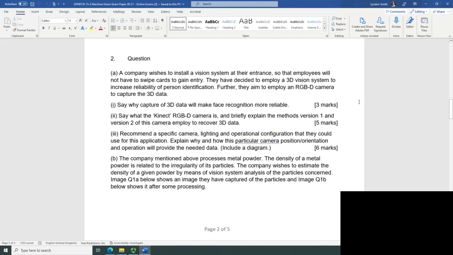Okay, question 2. A company wishes to install a vision system at their entrance, so employees will not have to swipe cards to get entry. They have decided to employ a 3D vision system to increase reliability of personal identification. Further, they aim to employ an RGB camera to capture the data. Say why capturing 3D data will make face recognition more reliable.